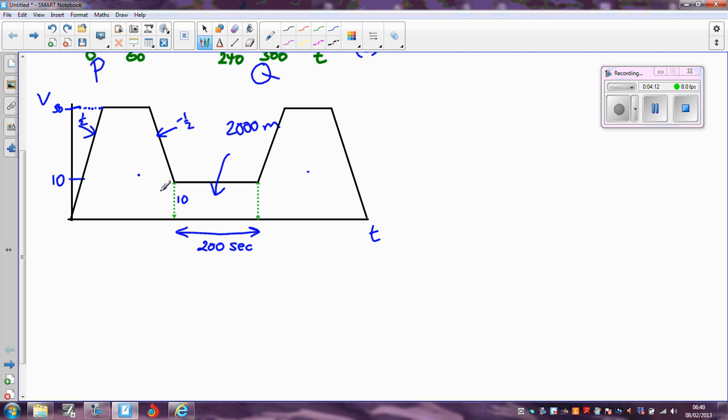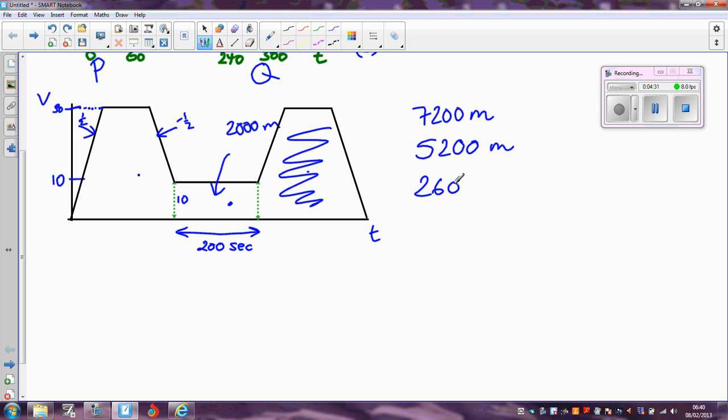The two are symmetrical, and we do know that the total journey time is 7,200 meters. We also know that this section in the middle here is 2,000 meters, which means that the other two sections must take up 5,200 meters. In other words, the area of all of this bit must be half of 5,200 meters, which is 2,600 meters, and that's the same as the area of this bit.